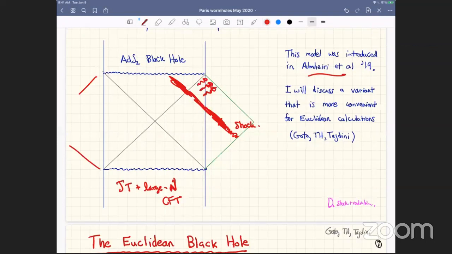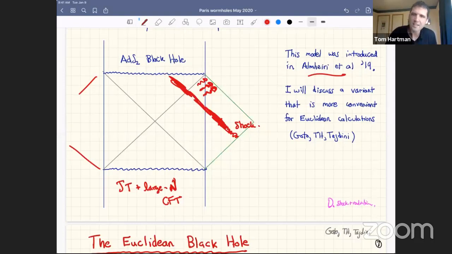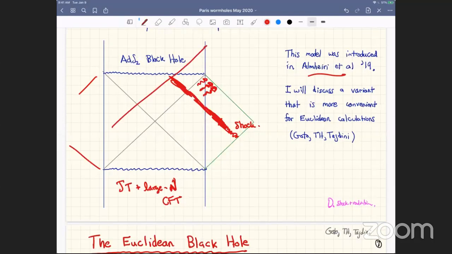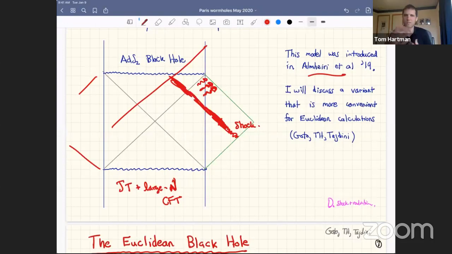So I'm starting with a pre-existing small black hole. I'm sending in a shock or two shocks to make it bigger. Does it evaporate completely or no? Yes, that's right. If we had not sent in the shock, the horizon would have been somewhere else. The horizon would have been up here. But by sending in the shock, we've brought forward the horizon and it evaporates. In AdS2, the black hole doesn't really have a singularity.